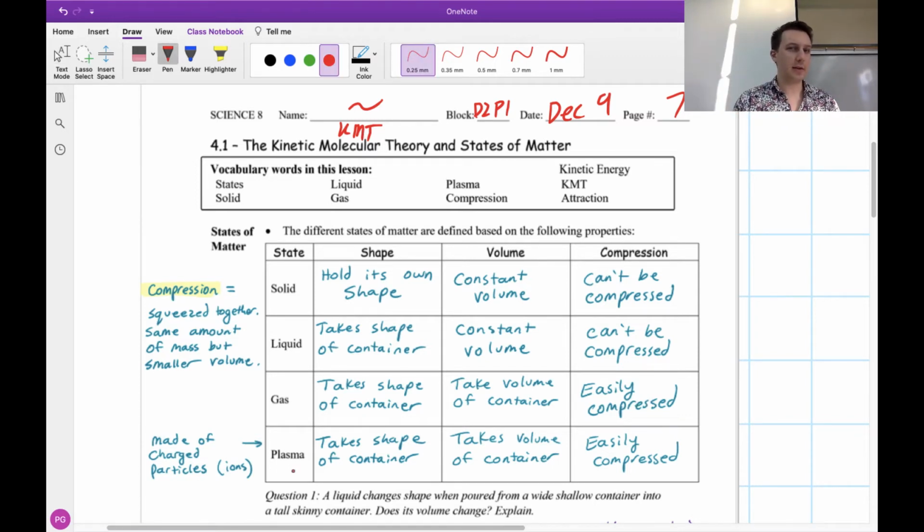Now the fourth one is a little less common. You might not be familiar with it. It's called a plasma. And in a lot of ways, it's the same as a gas. Takes the shape of the container, takes the volume, and is easily compressed, but the main difference is that it's made of charged particles called ions. One of the common examples of this is lightning. Lightning is an example of a plasma. It's made up of charged particles. In particular, it's the air particles that when the electricity passes through, they split and they become charged particles.